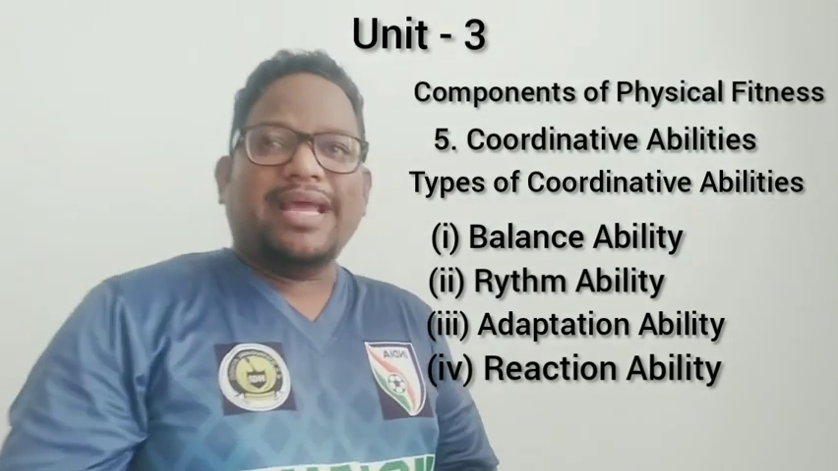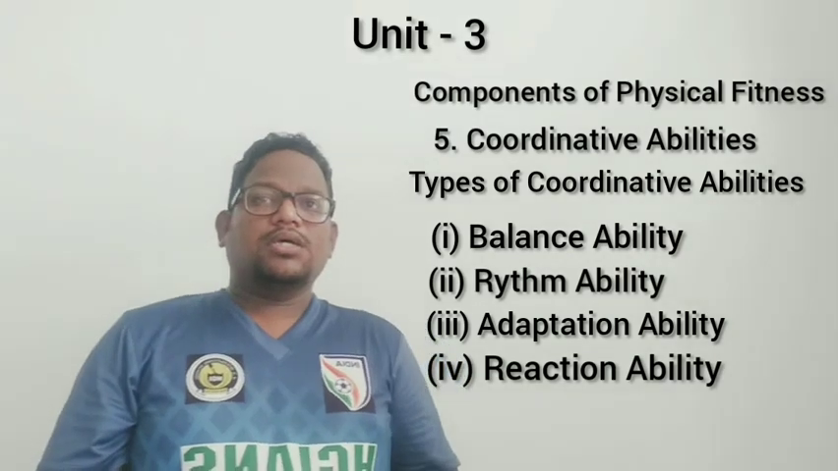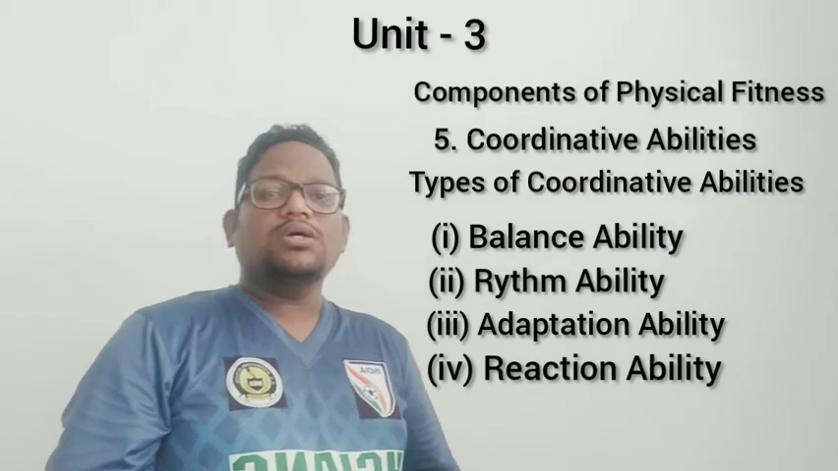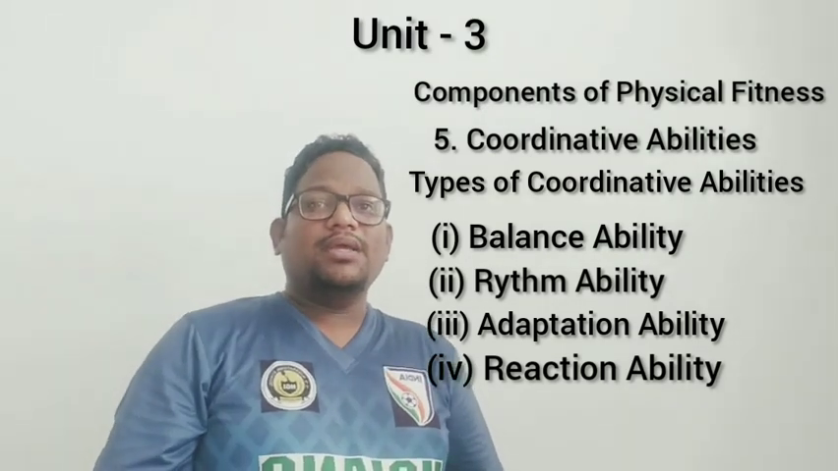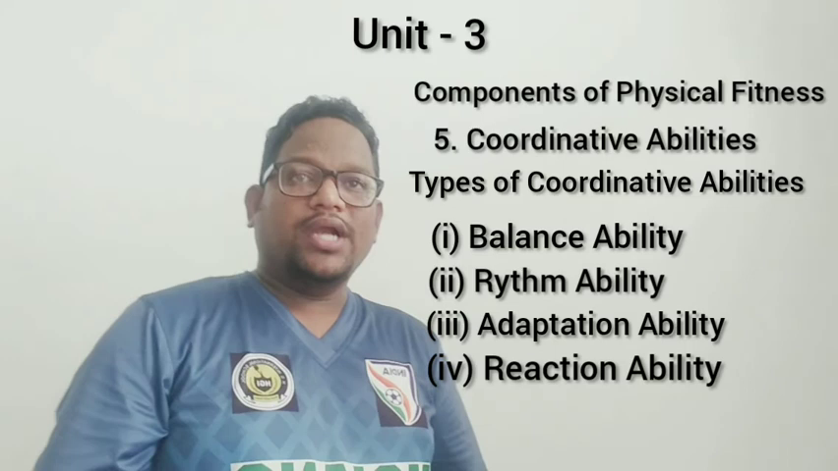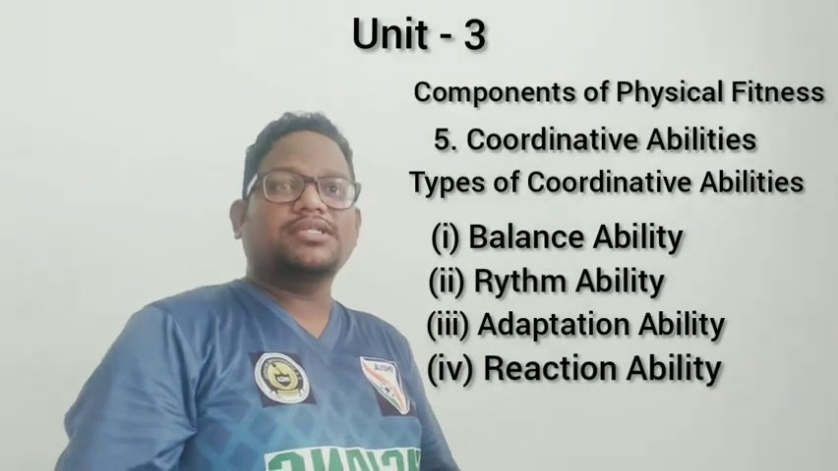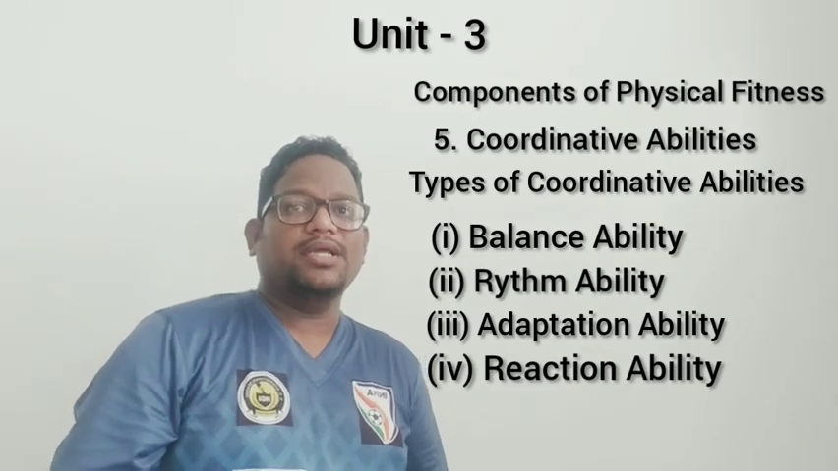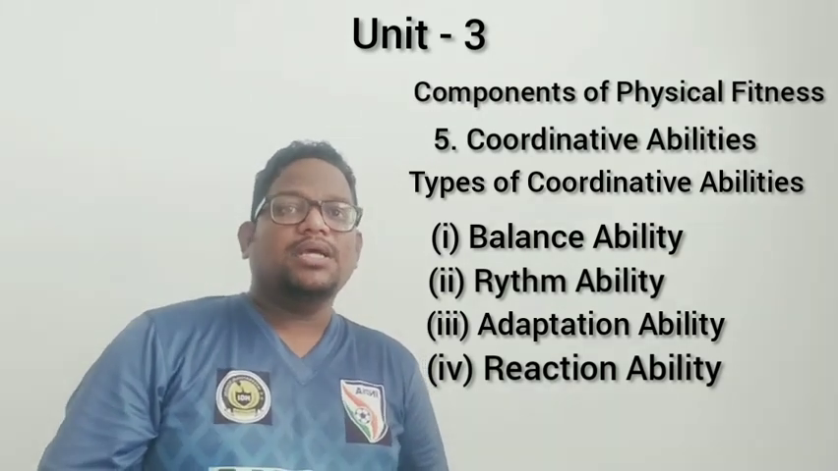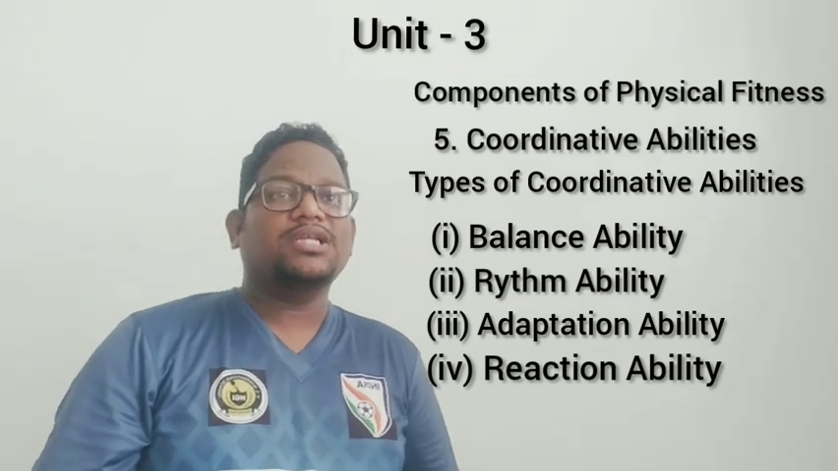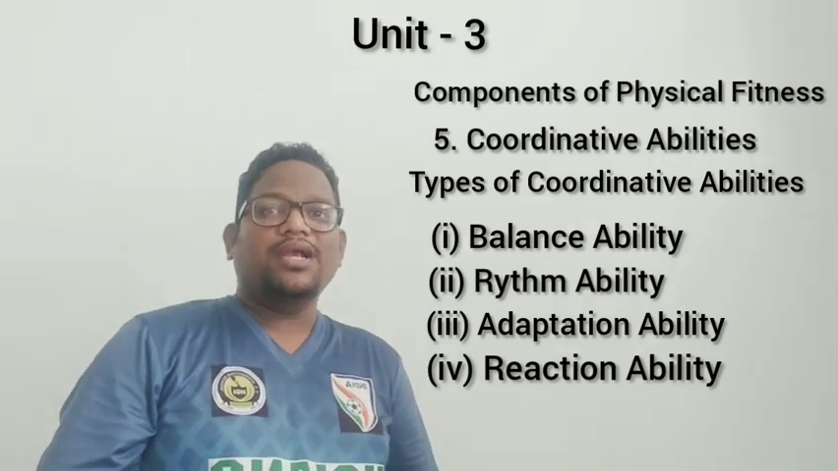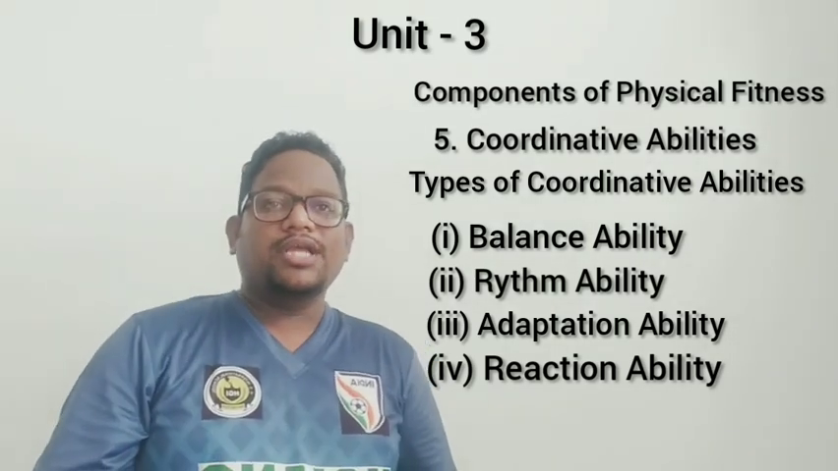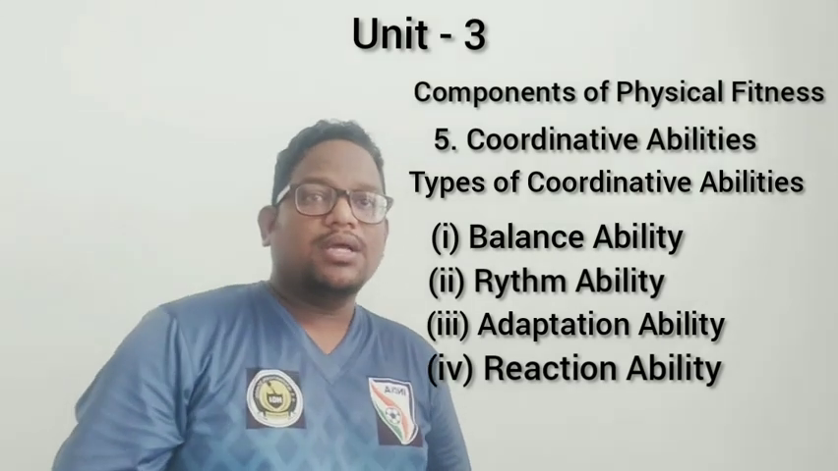Next is reaction ability. The coordinative ability of an individual to react quickly to a signal. The signal can be in the form of light, sound, etc. Reaction ability is further divided into simple reaction ability and complex reaction ability. Simple reaction ability: the ability to react in a defined way to a previously known signal is known as simple reaction ability. For example, the reaction of a runner in a race.